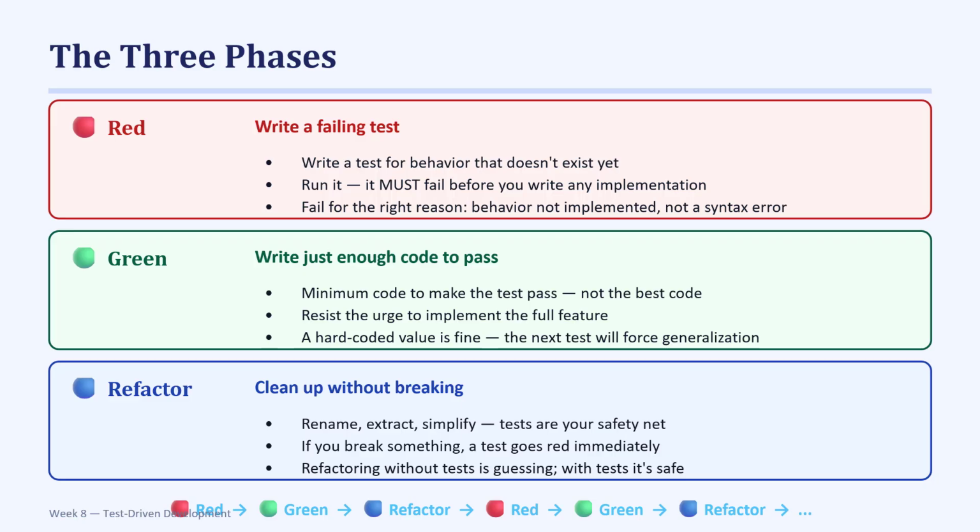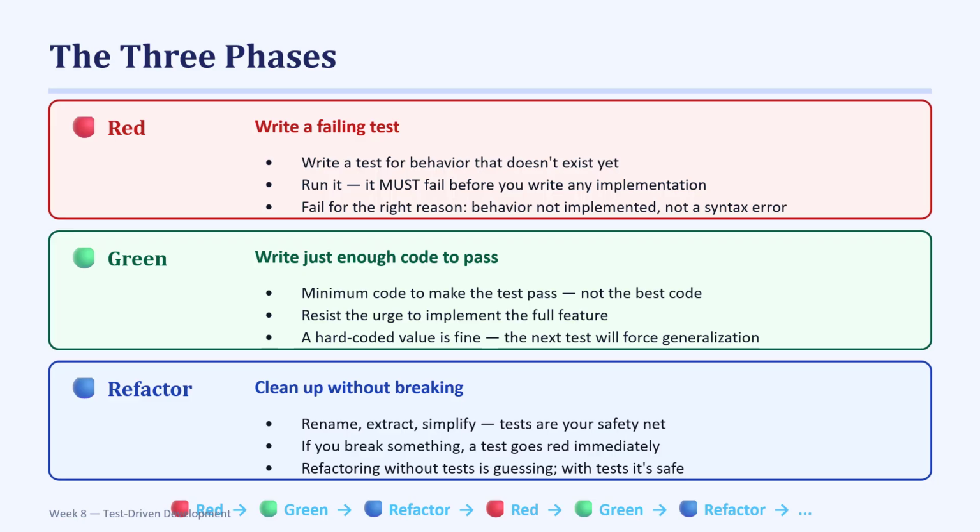Then we get into blue, which is refactor. So we clean up, but we don't break anything. With your tests passing, now you can go improve the code structure, rename, extract, simplify, get magic numbers out of there, with confidence that if you break something, a test is going to catch it.